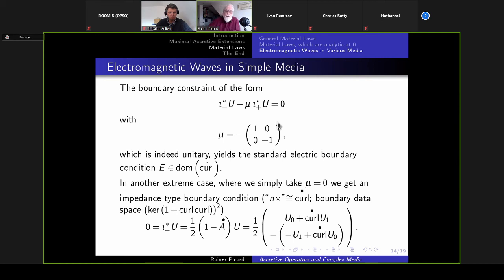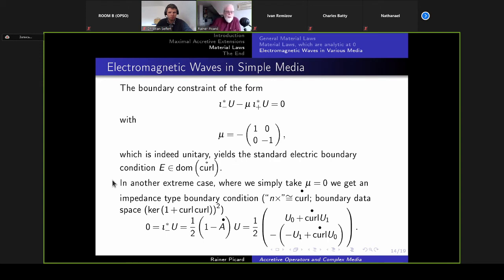And if we calculate out what that means, then this is indeed just the standard electric boundary condition, that E is in the domain of curl circ, which is the same as saying in classical terms that N cross E on the boundary vanishes. That's the classical standard electric boundary condition.